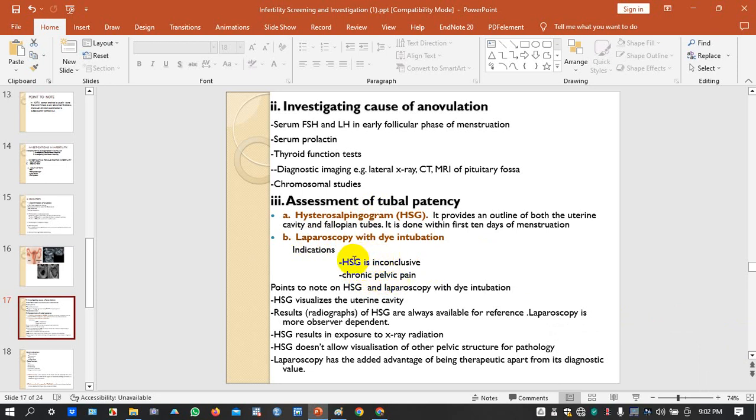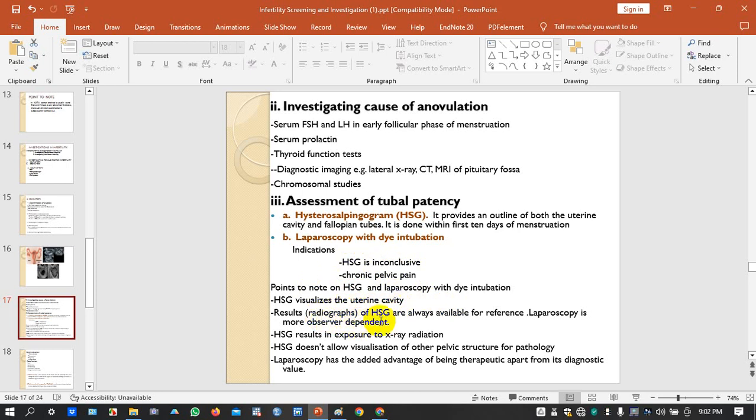And so this is done in HSG, hysterosalpingogram, or for chronic pelvic pain. So most of the time if you have chronic pelvic pain, you can do it. Points to note on HSG and laparoscopy with dye intubation is that HSG visualizes the uterine cavity alone.